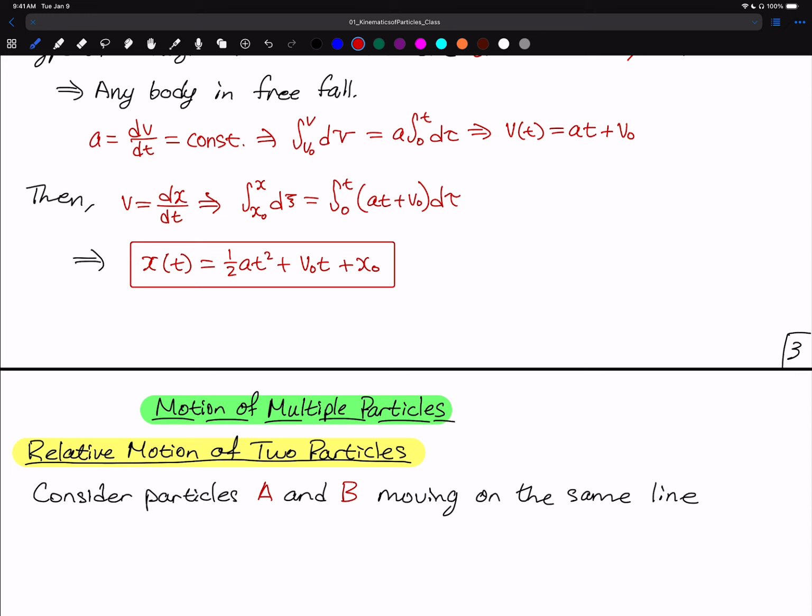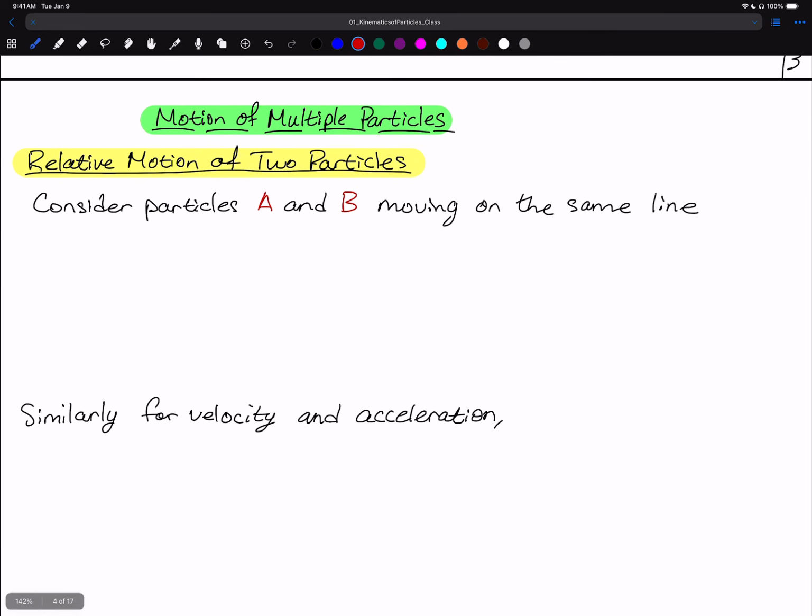And you can see in this case that it is a second order polynomial with respect to time, that it involves the constant acceleration, the constant initial velocity, and the initial position. With that, we're now going to move on and take a look at motion of multiple particles.